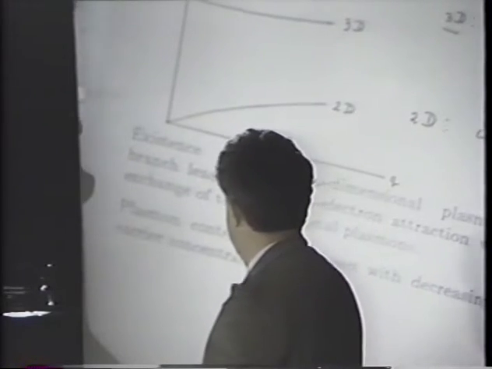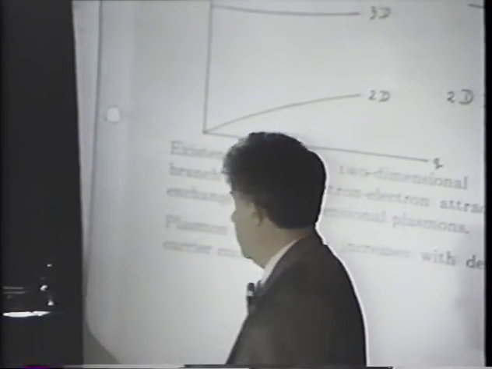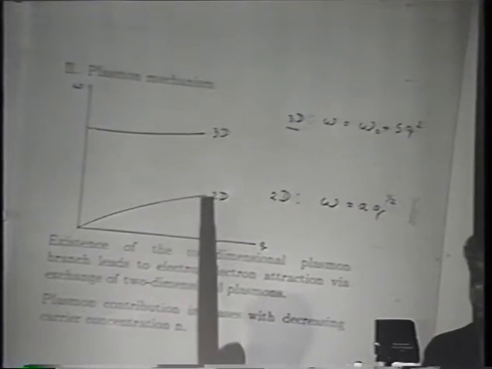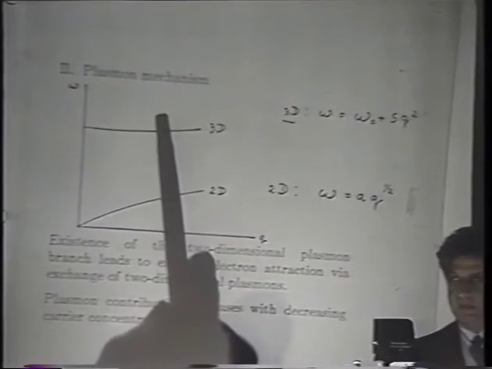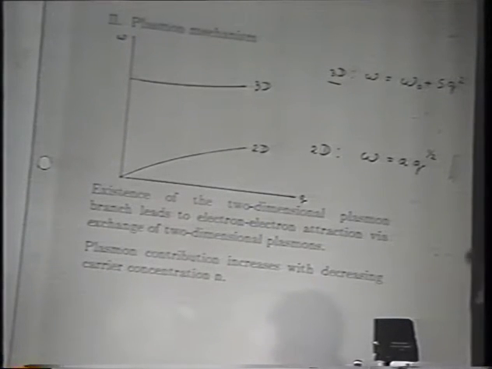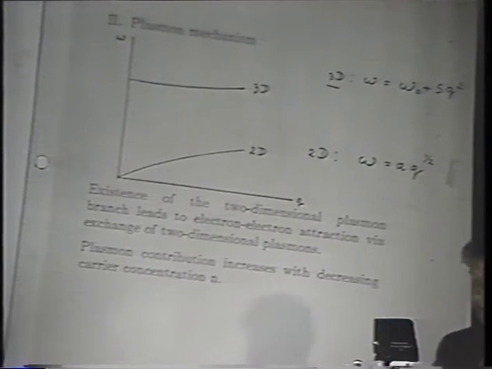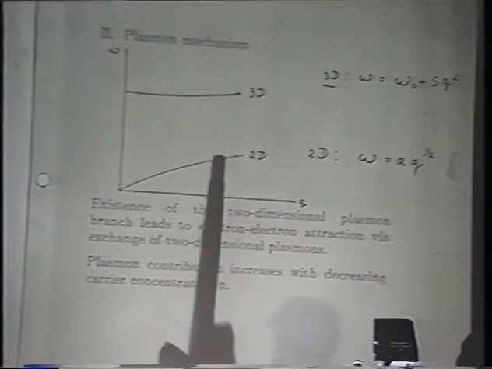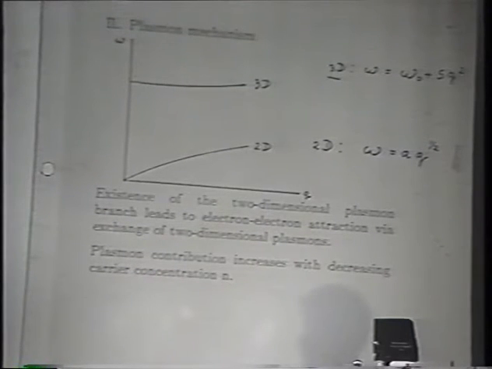Now, speaking of the plasmon mechanism, I'd like to show that in the two-dimensional case, we have a picture which is entirely different from the 3D case. The two-dimensional plasmon branch can provide, in addition to the usual phonon branch, additional electron-electron attraction via exchange of two-dimensional plasmons. Particularly important is the short wave region, where the wavelength is shorter than the interlayer distance, so we still have a two-dimensional plasmon contribution. And it's also important that the case of small electron concentration is very favorable for this plasmon mechanism.